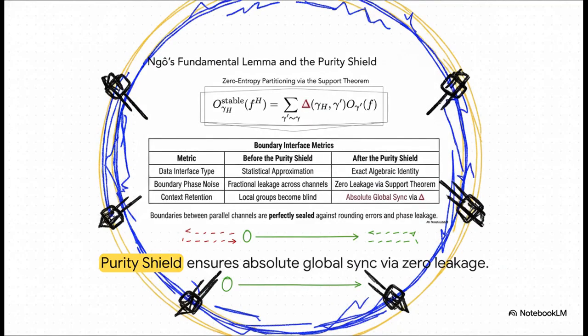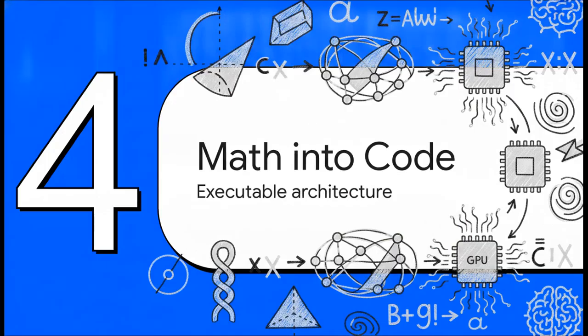And to protect all this delicate parallel synchronization from phase noise, Gō's fundamental lemma steps in as this absolute purity shield. As the table lays out, it upgrades what would normally be statistical approximations into exact, rigid algebraic identities. The boundary interfaces are perfectly sealed into absolute global sync. Any fractional leakage across channels literally becomes zero. Which naturally brings us to part 4, translating math into code.